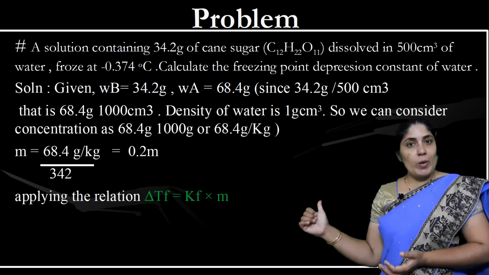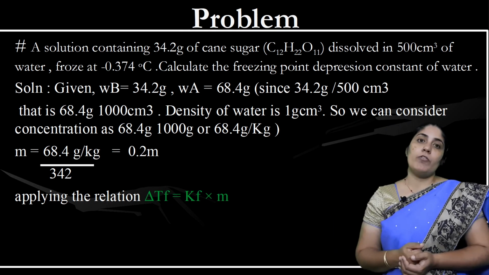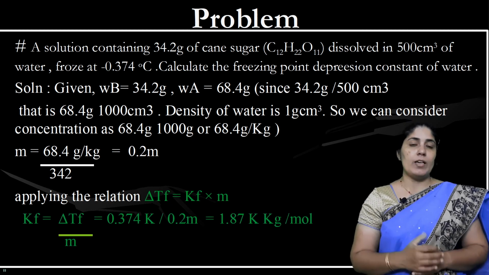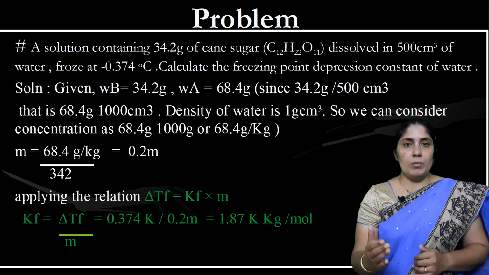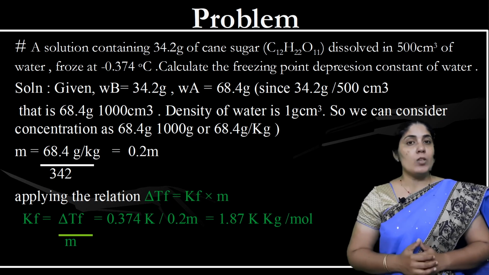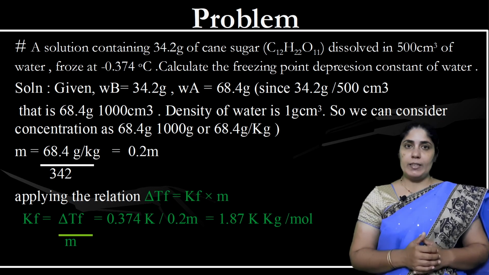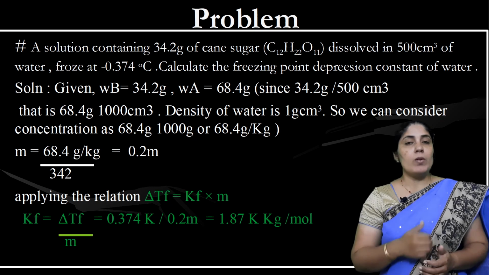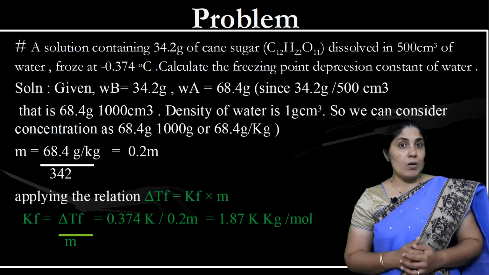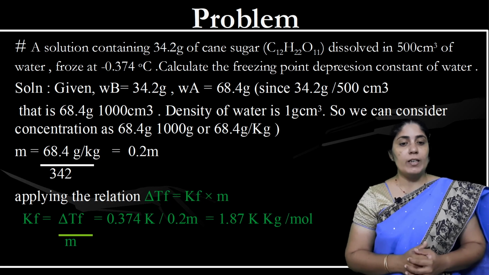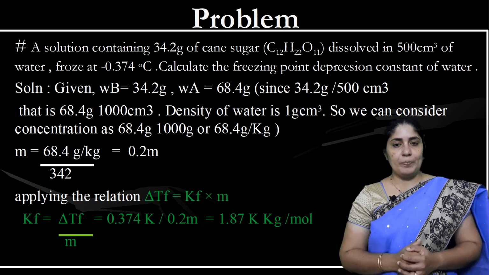Now, applying the equation delta Tf is equal to Kf into m, you can easily find out Kf, that is the molal depression constant or cryoscopic constant, which comes out to a value of 1.87 Kelvin kilogram per mole. This molal depression constant or the cryoscopic constant is for the solvent taken here as water.